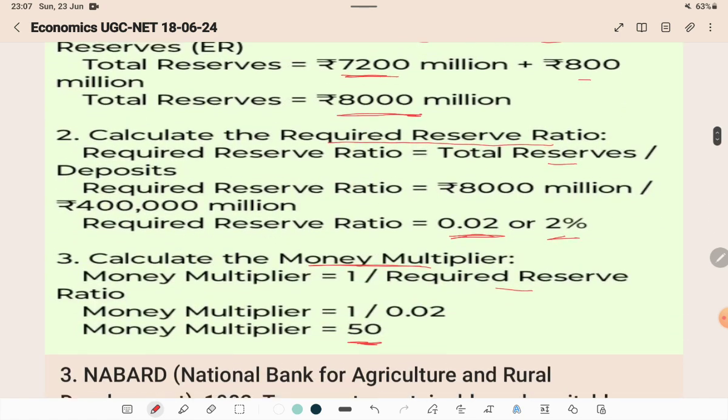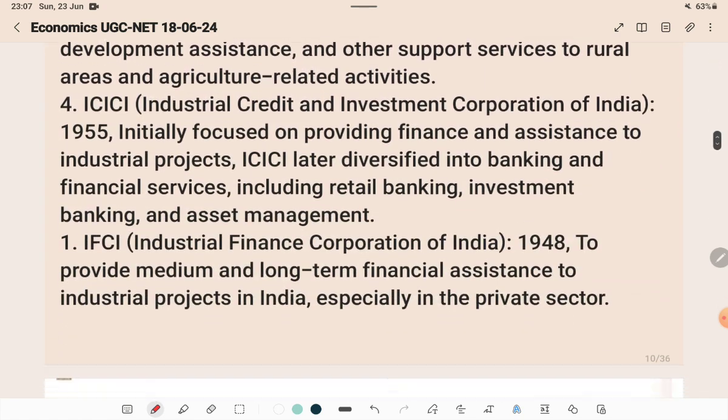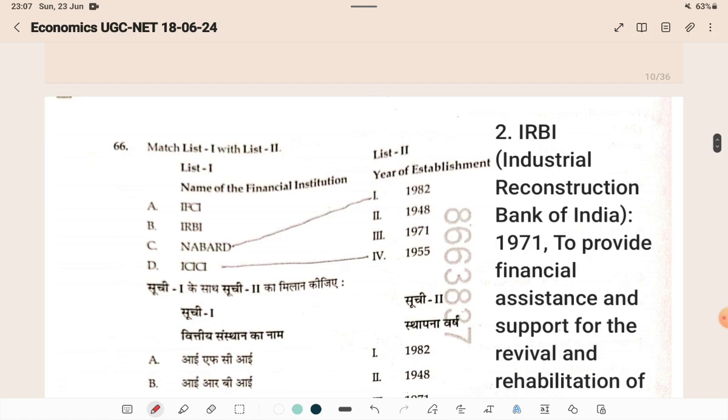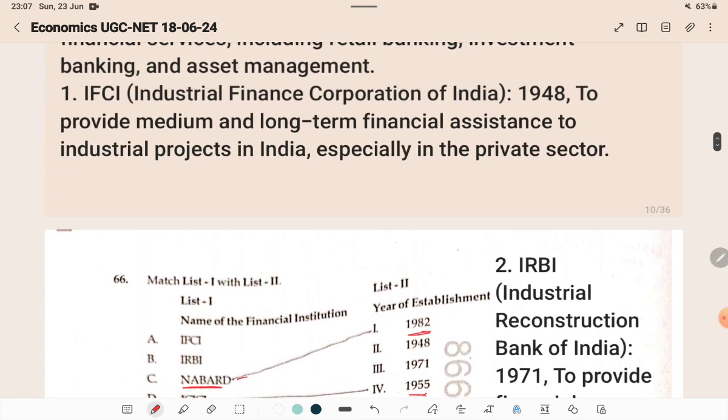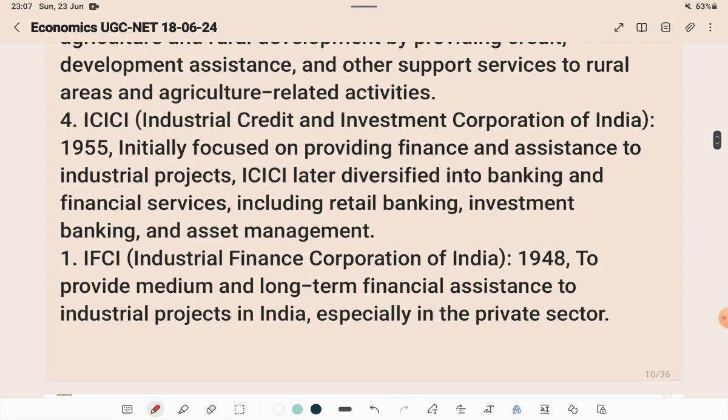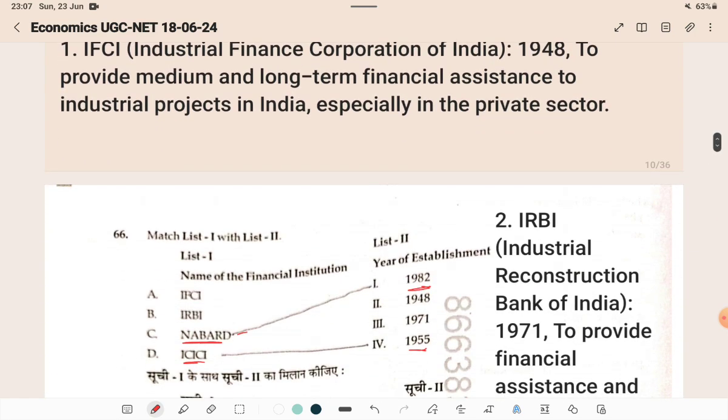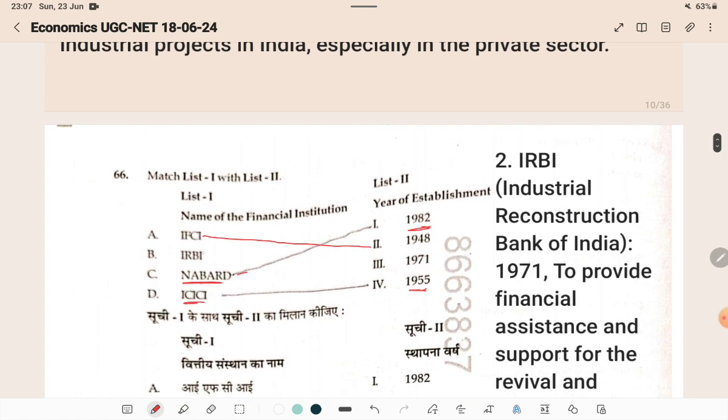Now the next question: match the following list: IFCI, IRBI, NABARD. So we know NABARD goes with 1982, ICICI goes with 1955, and we can see here IFCI goes with 1948, and IRBI goes with 1971. This will be the right matching.